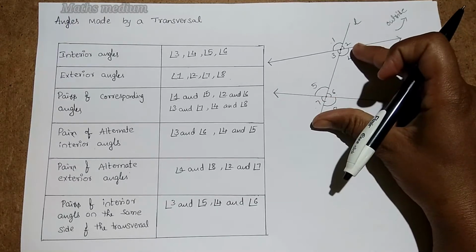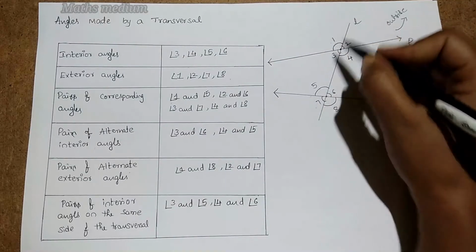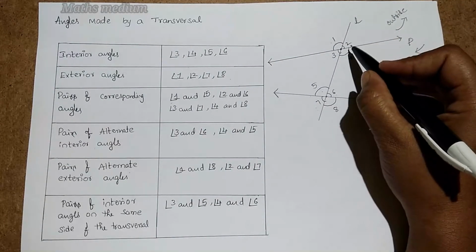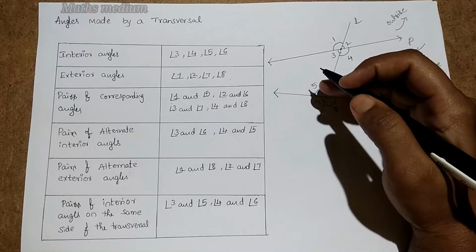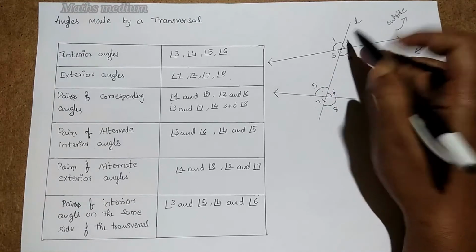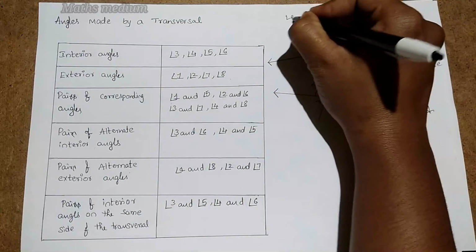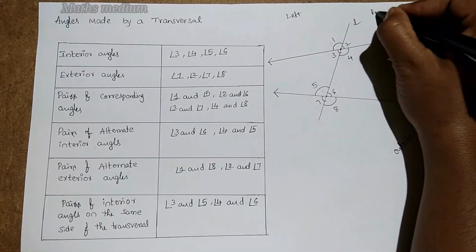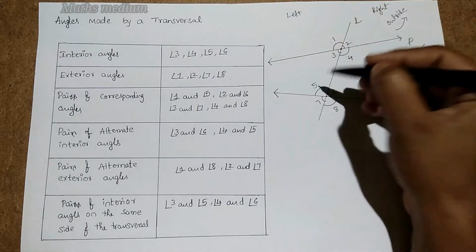So corresponding is nothing but, see here, angle 1 and angle 5. This is angle 1 and this is angle 5. This is angle 2 and this is angle 6. See here, this is above the line, here also above the line. Let this be left and this be right, for understanding only. So the left side of angles above the line.